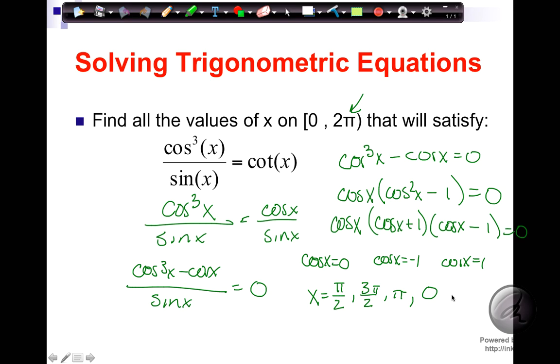Yes, it's also positive 1 at 2 pi, but we're going to not include it because that would be answering the same thing as 0. So there, look at there, we've got 4 answers to our equation. All 4 of these answers will give us a true statement in the original equation.